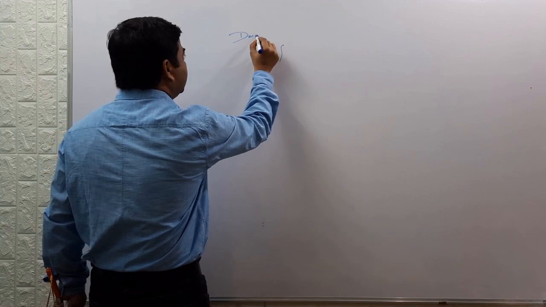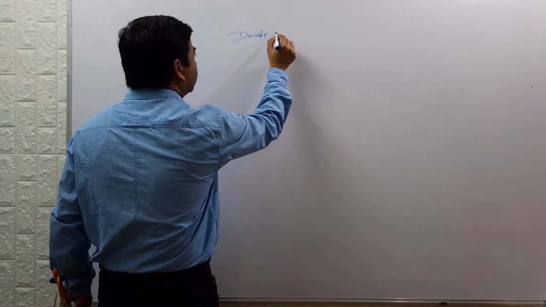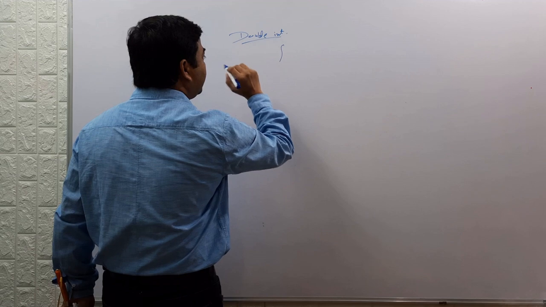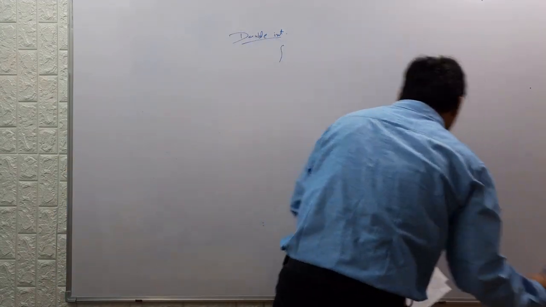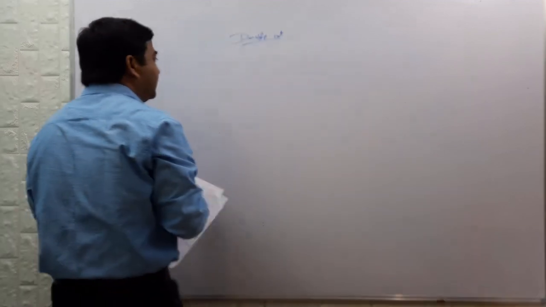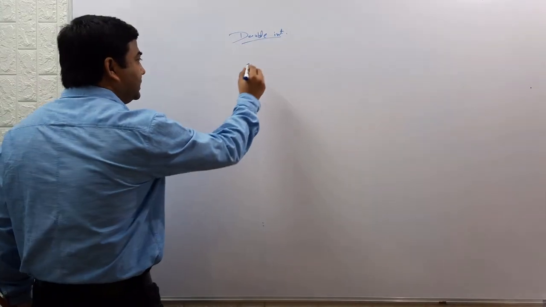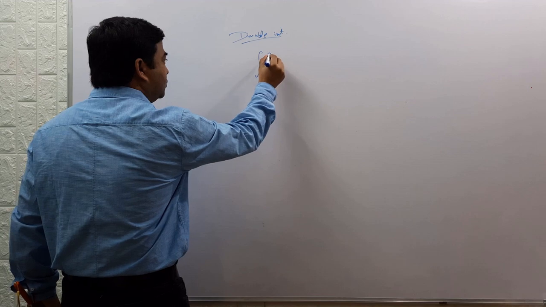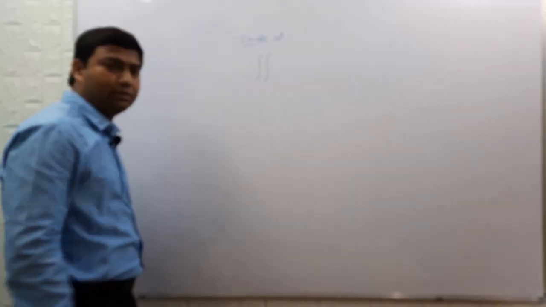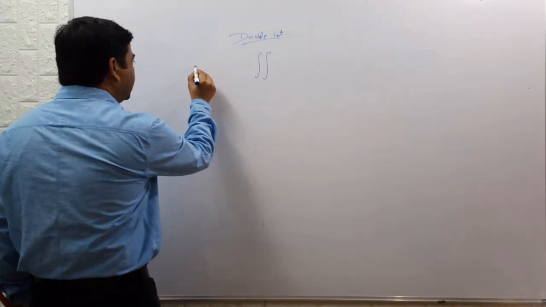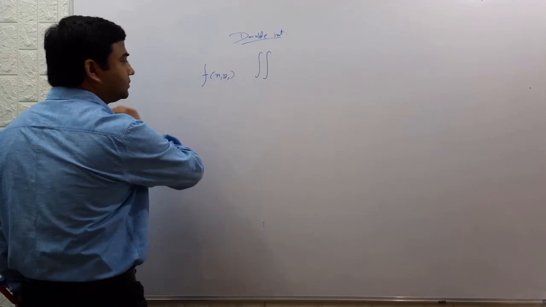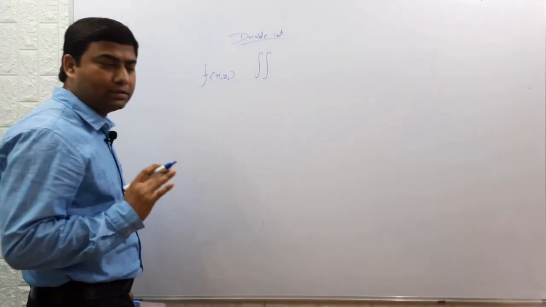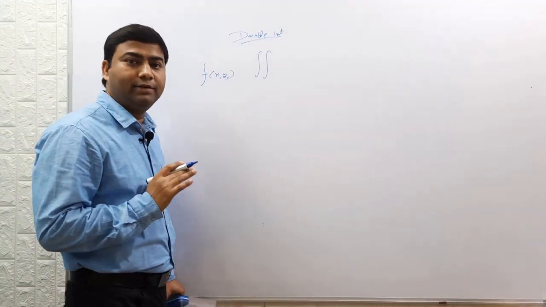We are discussing double integration. In double integration, it is slightly different from single integration, because here you will have two symbols of integration. First, you will have a function of x and y. There will be two variables in this function, x and y.